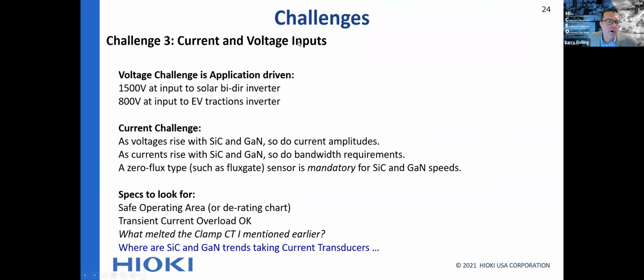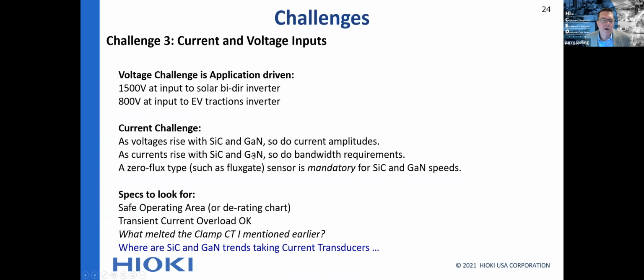So we're seeing requests for 1500 volts. Primarily 1500 volts is commonly a solar or bidirectional inverter voltage, and that lets us push trains. The more voltage you have, the more current you can use in your application. And then the EV traction inverters, we're seeing 800 volts, and those are rising as well. Those were 500 volts a few years ago, now 800 easily. So as voltages rise with the SiC and the GaN inverters, so do the current amplitudes.